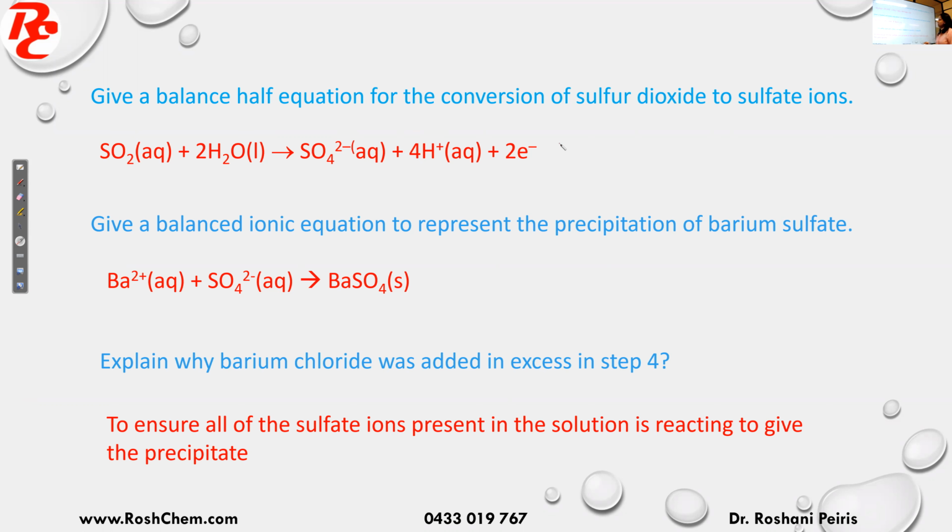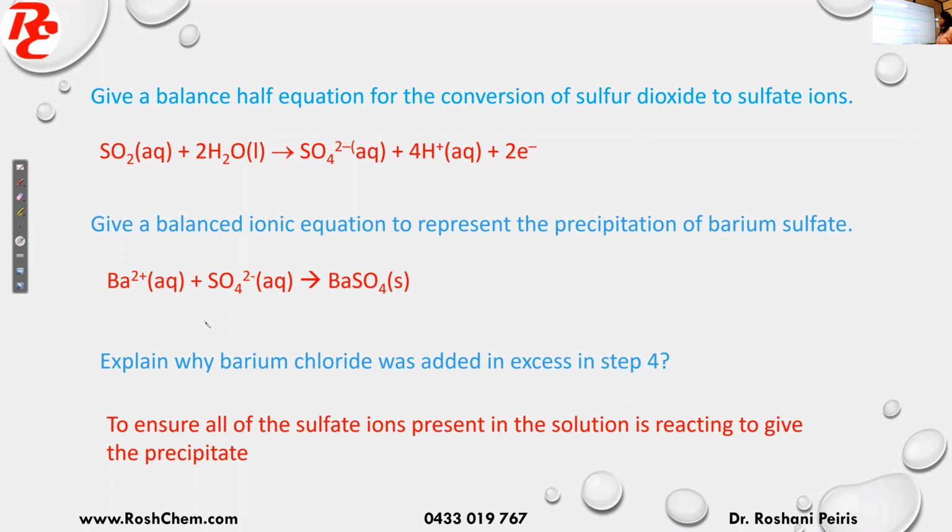Give a balanced ionic equation to represent the precipitation of barium sulfate. Okay, ionic equation, which means we don't write the spectator ions. Barium sulfate contains Ba2+, reacting with sulfate ions to give barium sulfate precipitate. So this is your ionic equation for the formation of BaSO4. So what is the ratio? The precipitate BaSO4 is 1, sulfate is also 1. So it's a 1-to-1 ratio of barium sulfate to sulfate.